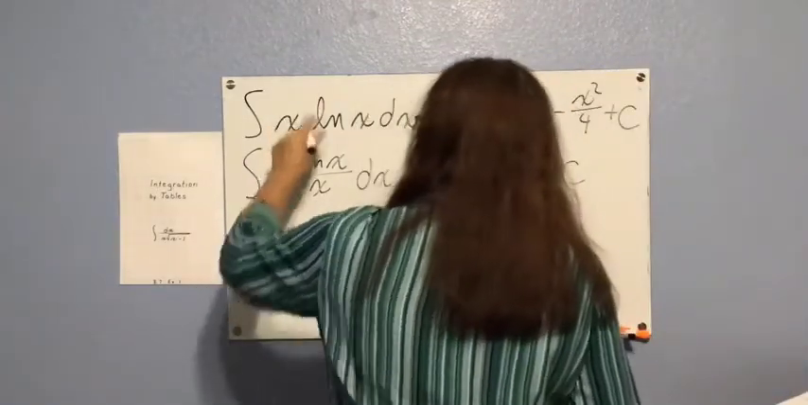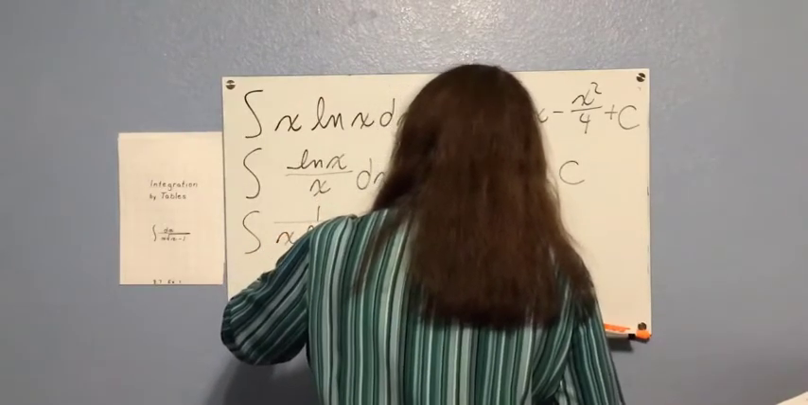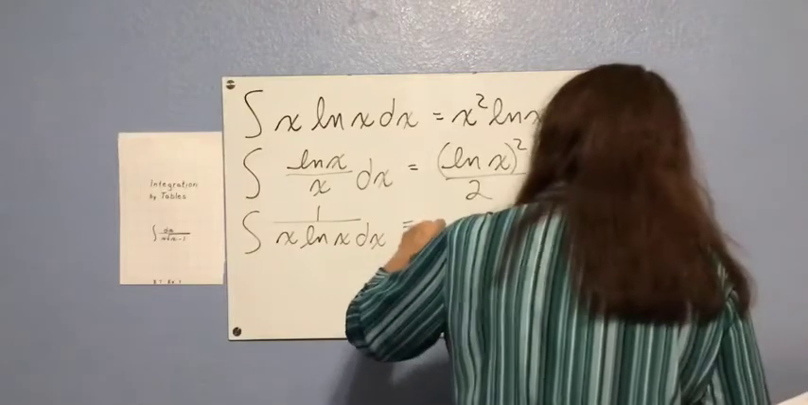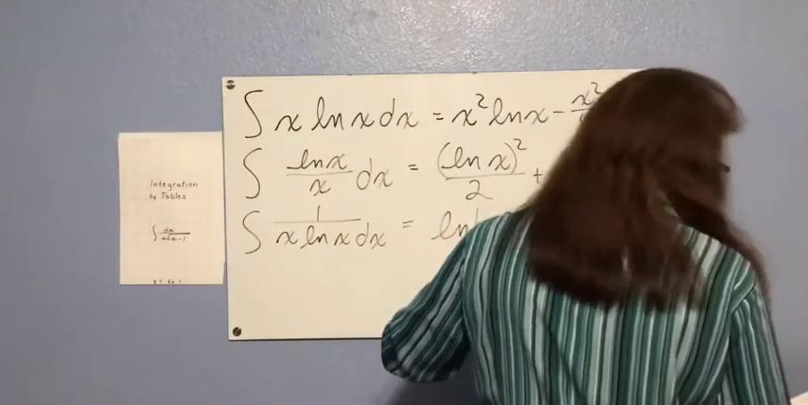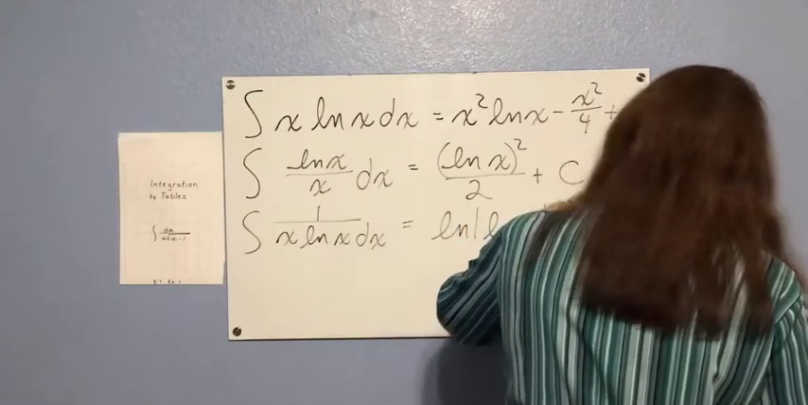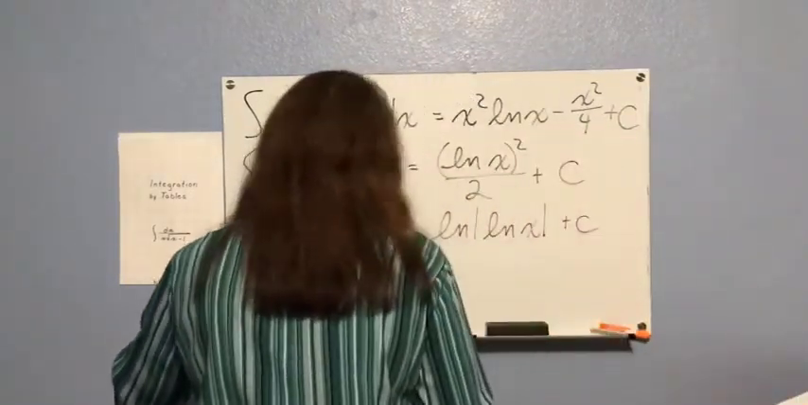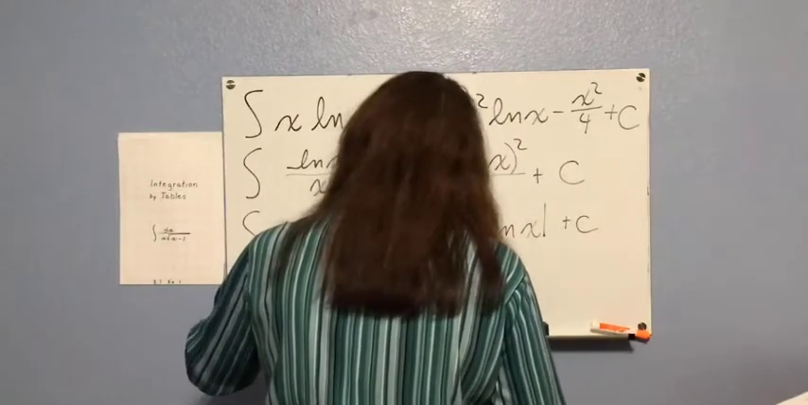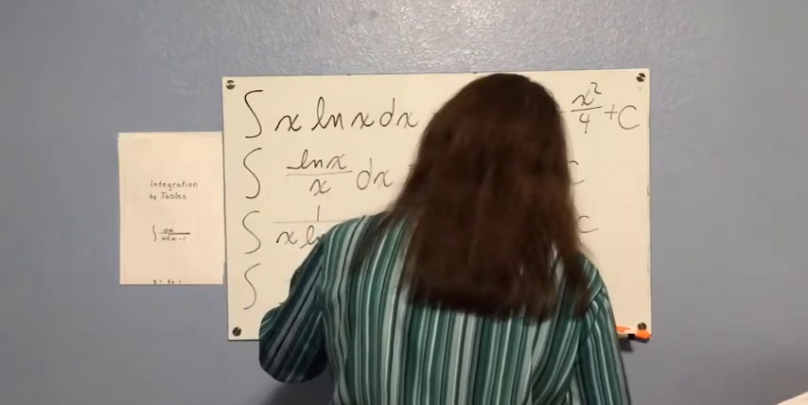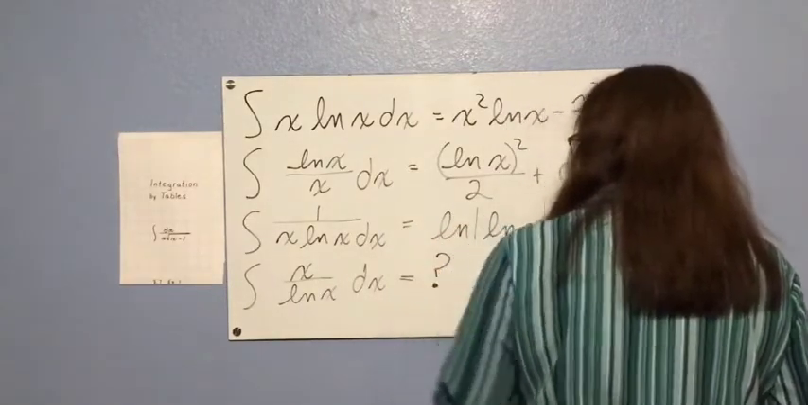If I take this first integral and invert it, now my result is natural log of the absolute value of natural log x plus c. And then if I have x in the numerator and natural log of x in the denominator, I haven't learned how to do that one yet.